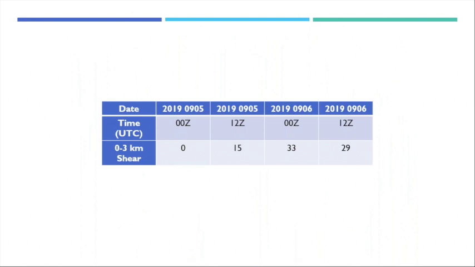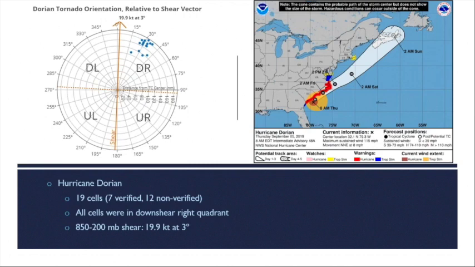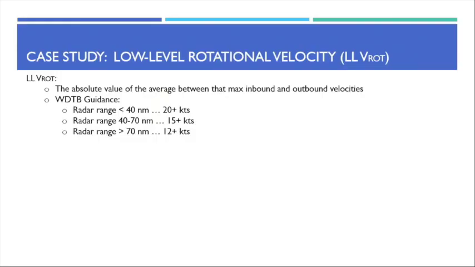However, the 0 to 3 kilometer shear reaches its peak value at the time where tornadoes stop forming, and it decreases from there, showing that maybe the 0 to 3 kilometer shear would have a greater impact, showing when tornado production will stop. And falling in line with Hurricane Hermine, all the cells fell into the downshear right quadrant as it was just barely strongly sheared.